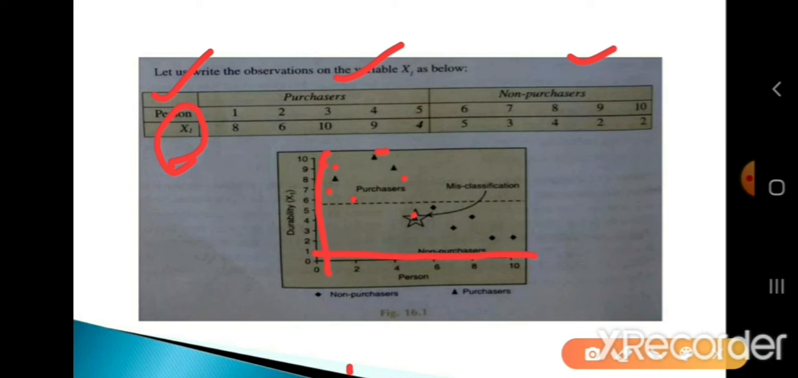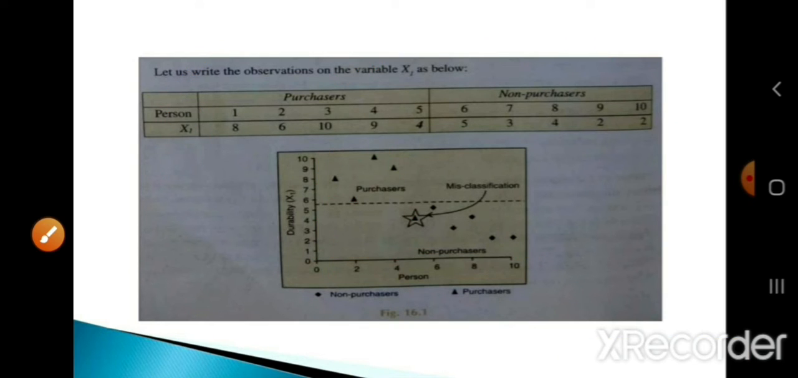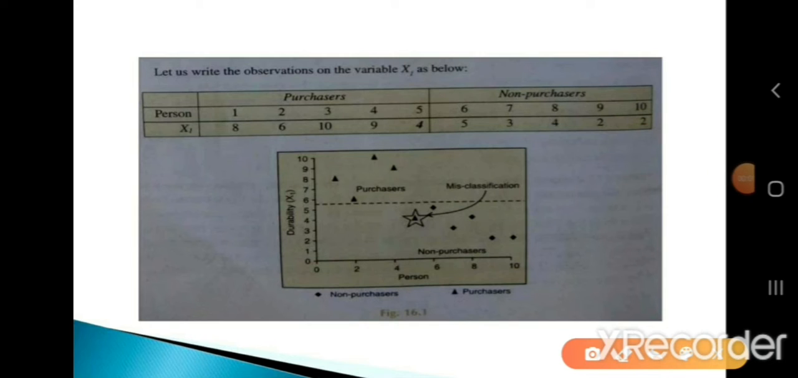Similarly, we will plot for the non-purchaser. We can see in the graph, if we take 5.5 randomly as a midpoint, only one point has gone below this. This point, 4, is called a misclassification. If we remove this point, we can easily classify between the purchaser and non-purchaser.